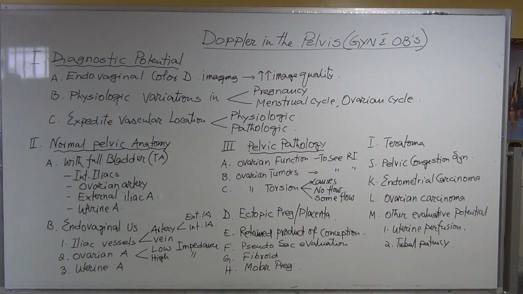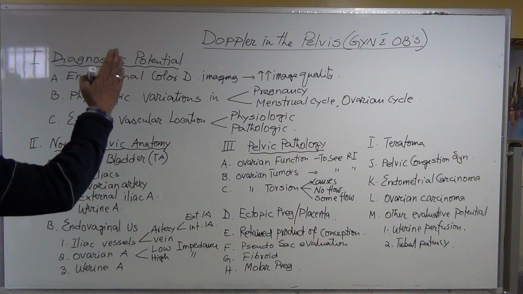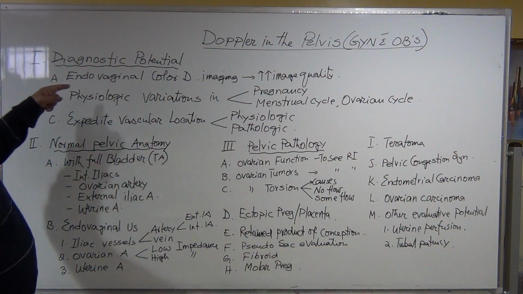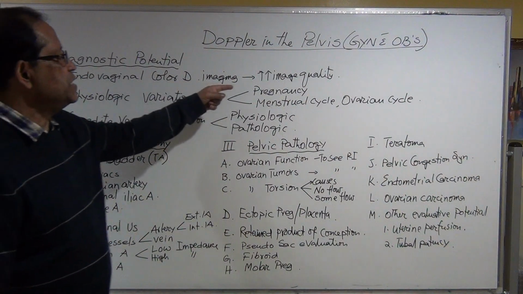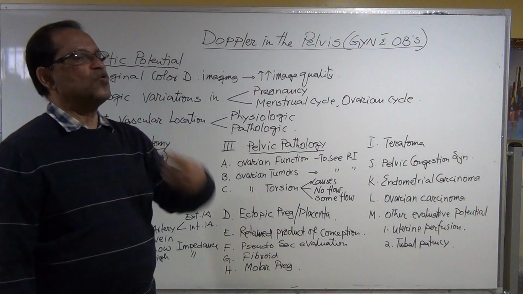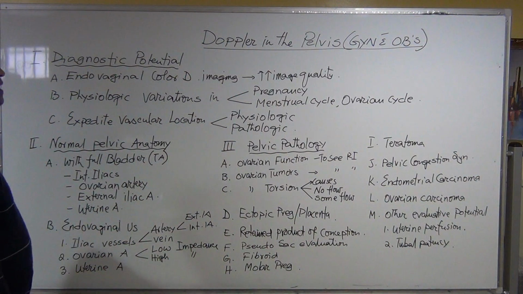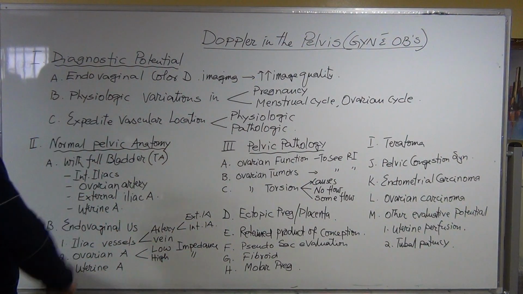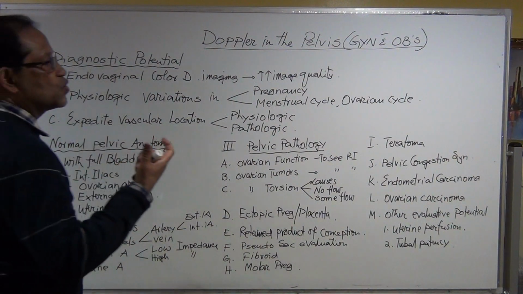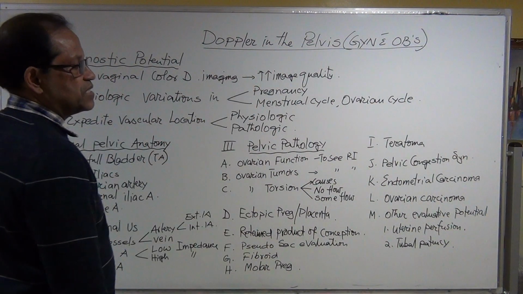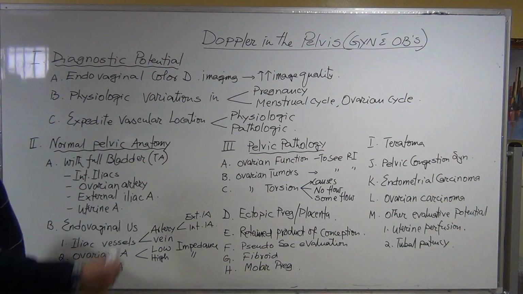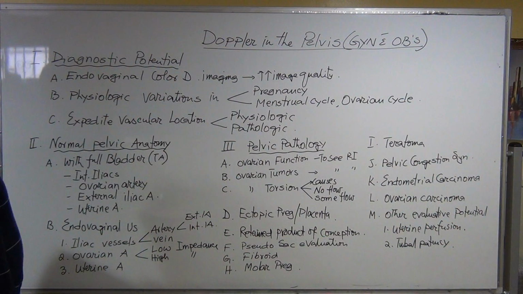Okay, let's see what are the main purposes we are going to discuss for using the Doppler in the pelvis. For the diagnostic potential, endovaginal color Doppler imaging improves the image quality. And as you know, endovaginal is a much better approach than the transabdominal, because the transducer is high frequency and the transducer head is close to the organs: cervix, uterus, ovaries, fallopian tubes, everything. So endovaginal color Doppler is used for diagnosis of a lot of diseases that we are going to discuss.